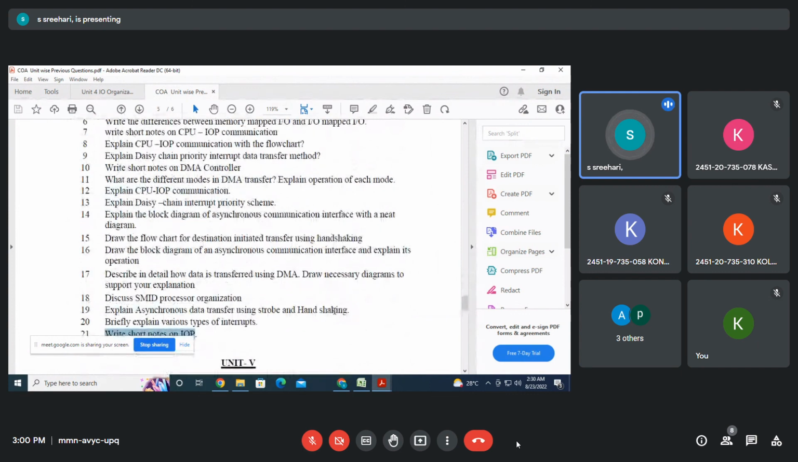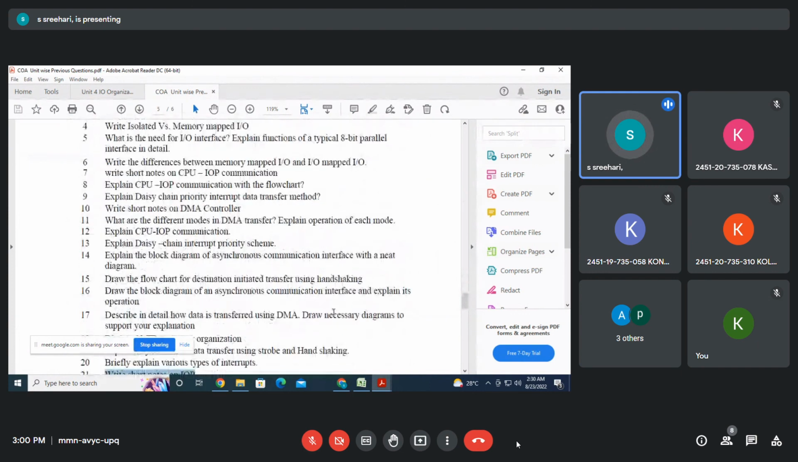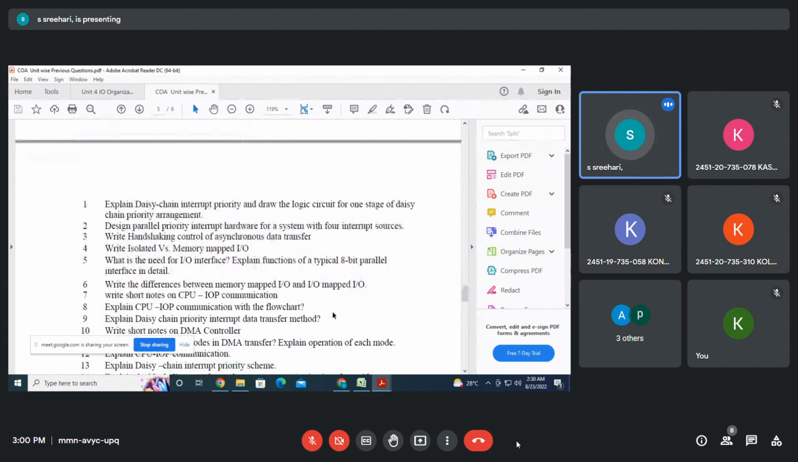Generally, these are the topics only. I will tell you just five to six questions. The remaining questions they regularly ask are on modes of transfer: programmed IO, interrupt initiated IO, and within interrupt initiated IO, daisy chain and parallel priority. One more data transfer is DMA, right? So these are the four questions, plus CPU IOP communication. Another question is source initiated and destination initiated IO, right? So this is for the methods.